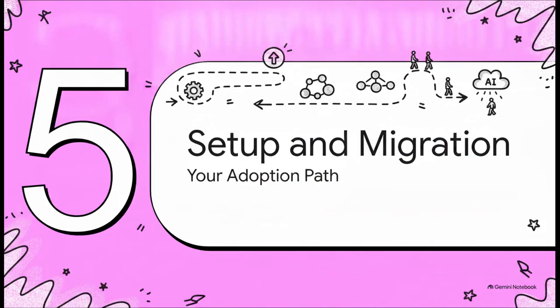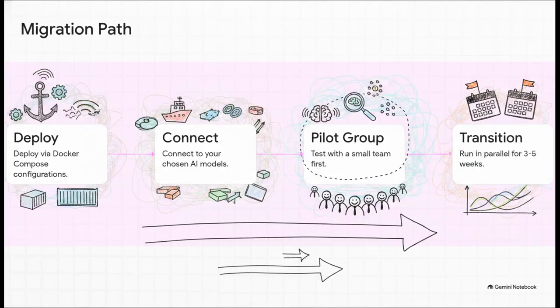Let's talk logistics in Section 5, Setup and Migration. Transitioning your team is highly manageable if you follow this structured playbook. First, you deploy using Docker Compose, which is just a super standard way to run the software. Next, plug in your chosen AI models. Then, kick things off with a small pilot group to test out your real-world workflows. And finally, and this is absolutely crucial, run LibreChat in parallel with your old platform for about 3 to 5 weeks. Because your historical chats don't transfer over automatically, your team really needs that overlap to comfortably adjust to starting fresh.